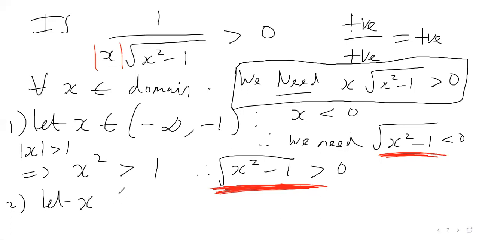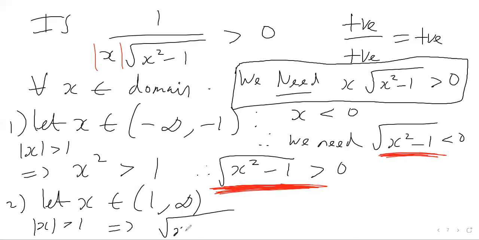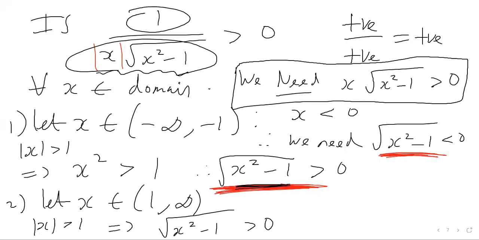Now we can also consider this second part of the domain as well. So let x be in the positive part of the domain, so from 1 to infinity. When x is in this domain, again, the modulus of x is also going to be bigger than 1. And we also know that x squared minus 1 is bigger than 0 because we just showed that up there. So again, you're going to get a positive denominator. A positive numerator divided by a positive denominator gets you the positive number that we're looking for. So therefore, this derivative works.